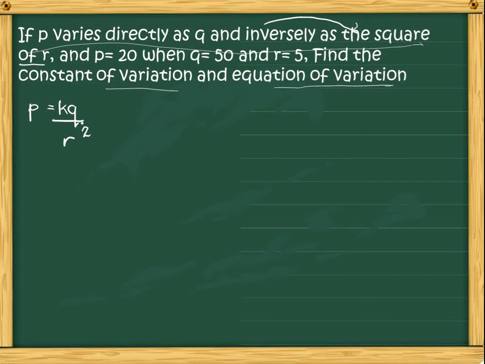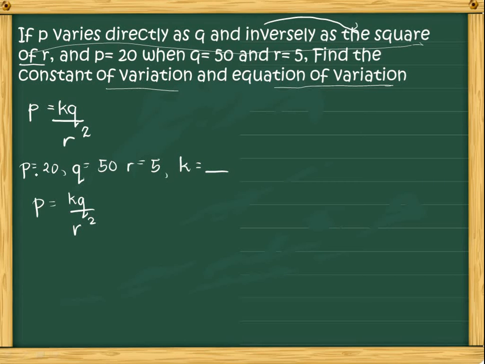Next, let's proceed to the second statement. P is equal to 20 when Q is equal to 50 and R is equal to 5. The second statement is used to find the constant of variation. So let's get the equation: P is equal to kQ all over R squared.